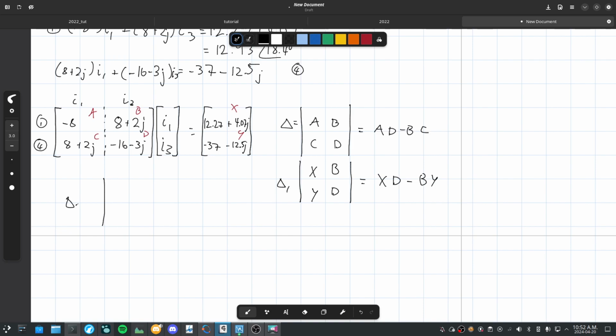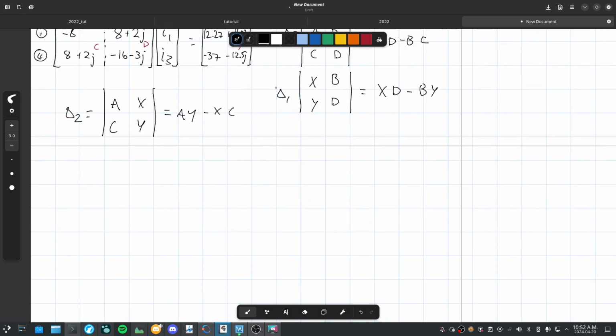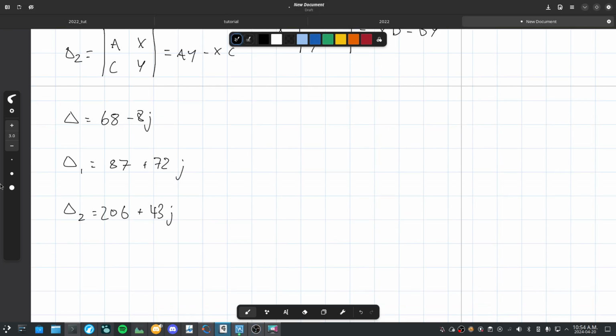And let's draw delta 2 over here. Delta 2, exact same thing as delta 1, but we replace the right column instead. So this is going to be AC as normal, and the right column is going to be X and Y, which is going to be AY minus XC. Let's do that out. So it's delta 1, and delta 2. So delta, I'm just going to save you the effort of all of that. Let me just copy it down. Well, magic. There you go. It's just multiplication. You can figure that out on your own.